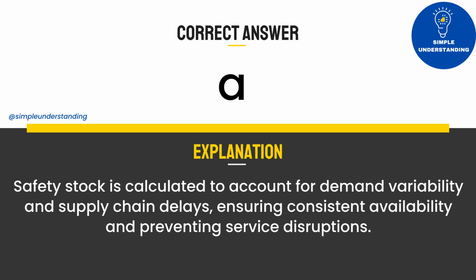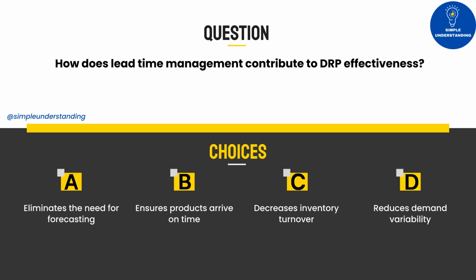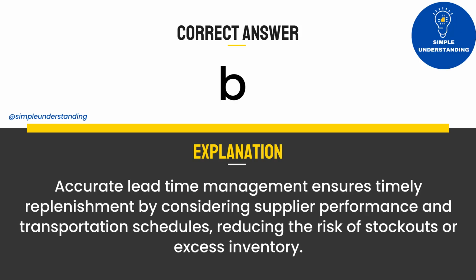Explanation. Safety stock is calculated to account for demand variability and supply chain delays, ensuring consistent availability and preventing service disruptions. 4. How does lead time management contribute to DRP effectiveness? A. Eliminates the need for forecasting. B. Ensures products arrive on time. C. Decreases inventory turnover. D. Reduces demand variability. Answer B.